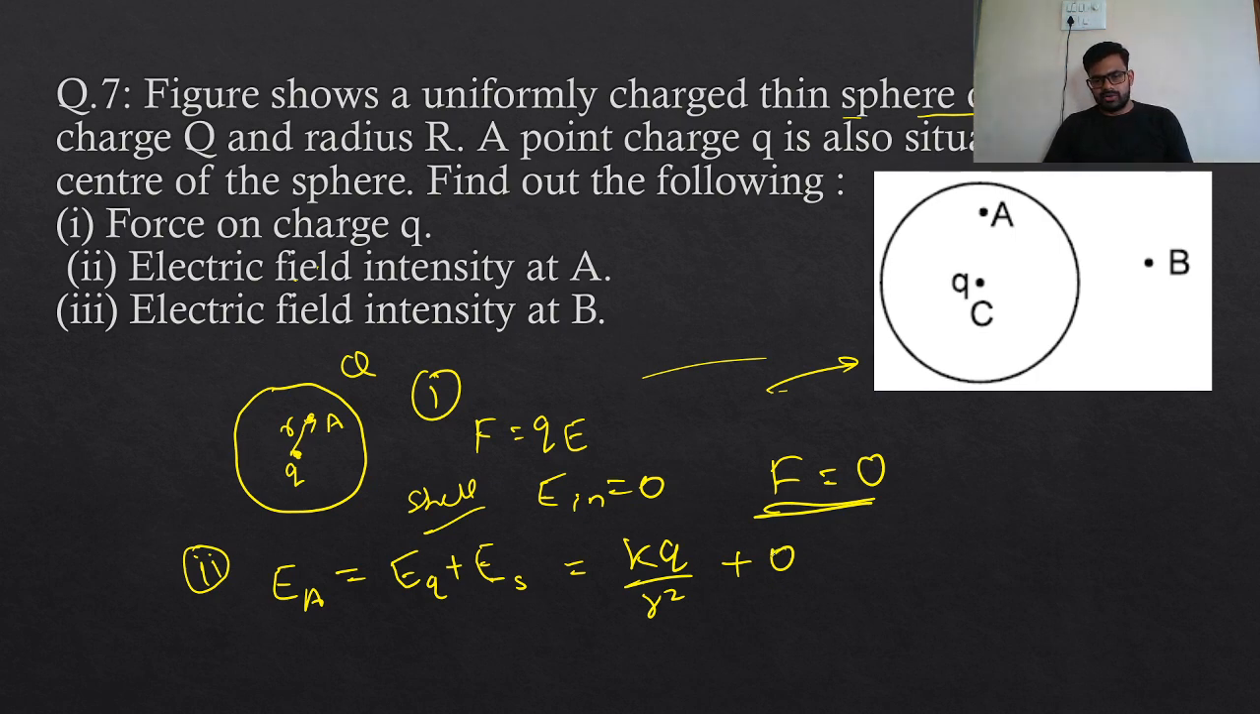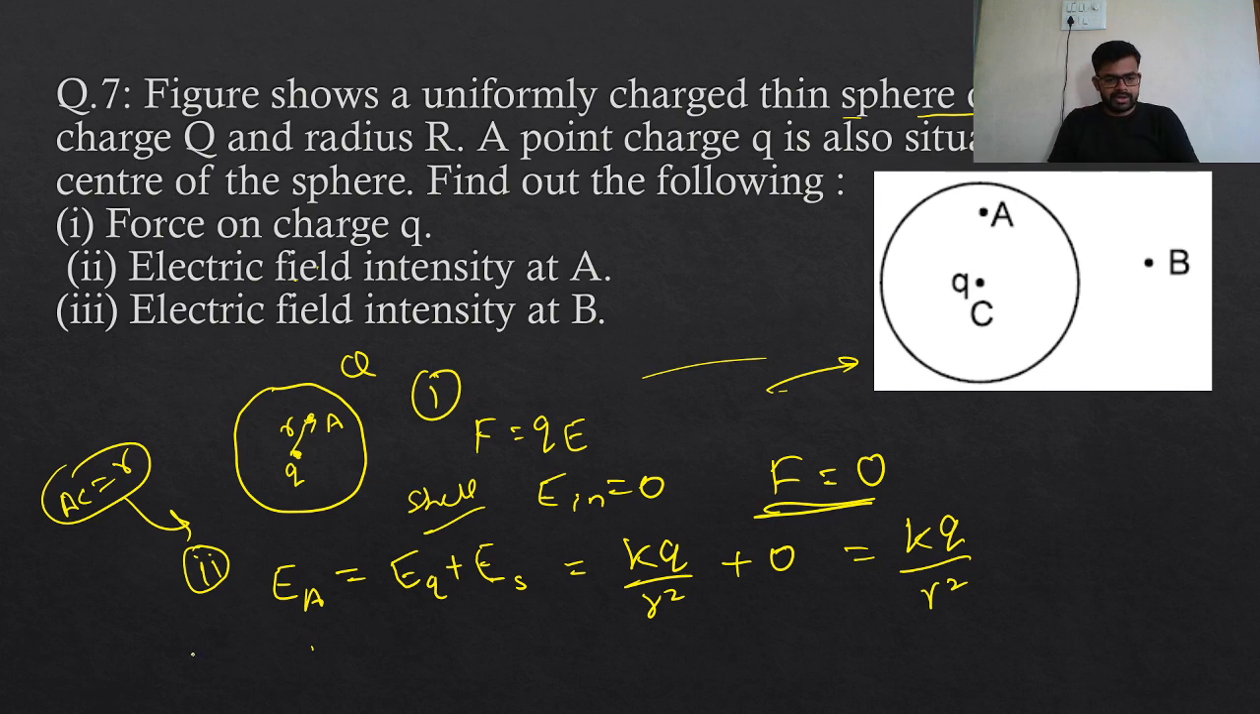So this is 0. Only because of the charge will the field intensity come; because of the shell there will be no field intensity. So the answer is kq divided by r square. Here r means AC square, I'm just considering AC equals r for this question.